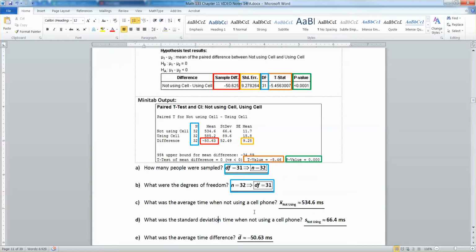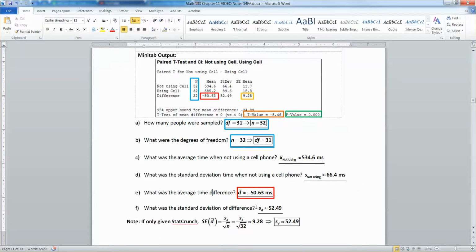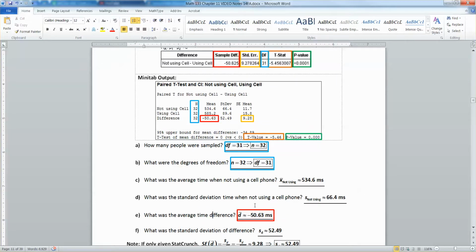All right, now what they both do give you, however, is the difference, the average difference, and that's in the little red box. So the difference for StatCrunch is really easy to see because it says difference right above it. The difference for Minitab is a little bit harder to read, but it's right here, the mean for the difference right there. That's negative 50.63 milliseconds. All right, now SD is a little bit trickier to find.